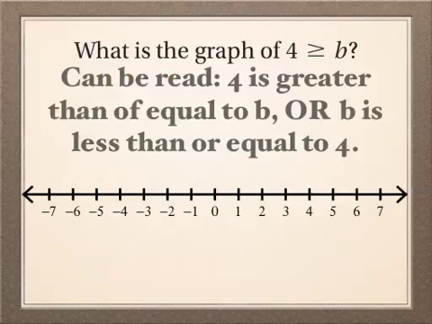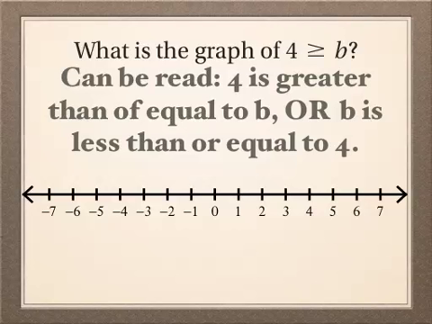What is the graph of 4 is greater than or equal to b? This can be read 4 is greater than or equal to b, or you could say that b is less than or equal to 4. So you can read it both ways, or you can flip everything around.